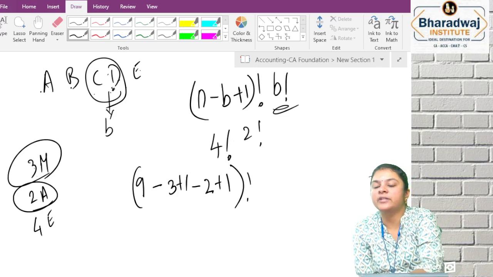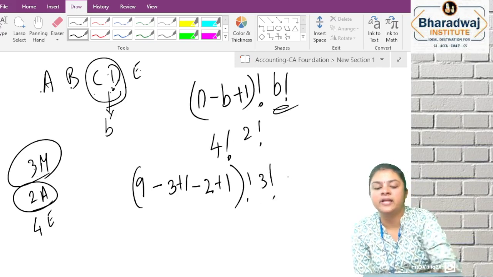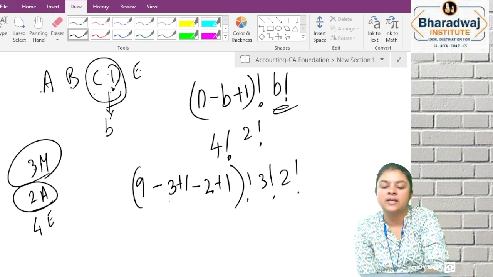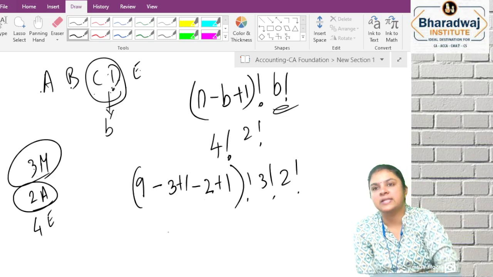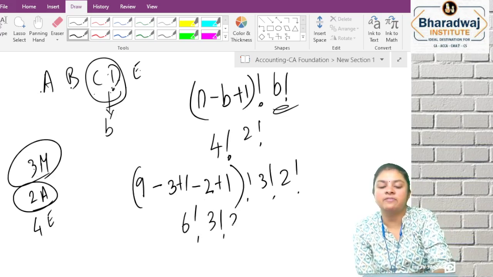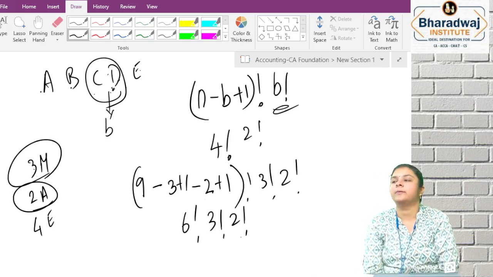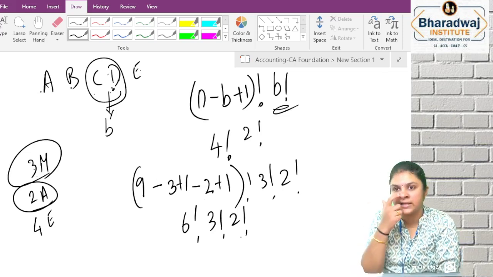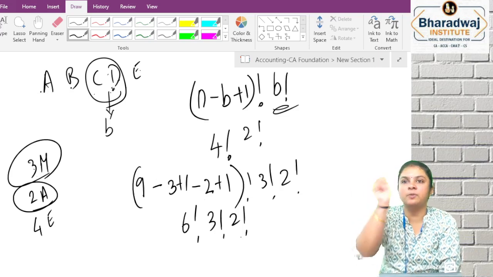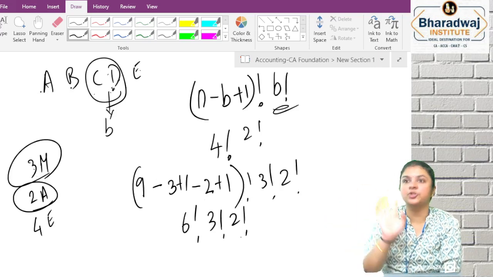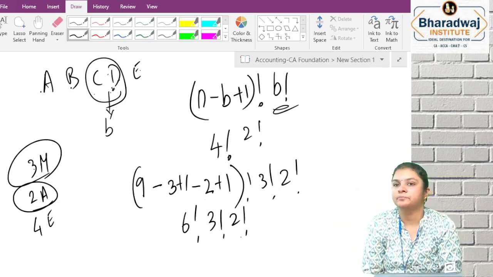Now come to block factorial. First block 3 factorial, second block 2 factorial. So what is the answer? 9 minus 3, 6, 7. 7 minus 2, 5. 5 plus 1, 6. 4 plus 2, 6. So 6 factorial into 3 factorial into 2 factorial. So however many blocks there are, that many times you have to do minus block value plus 1. So that number of times plus 1 should come. That is what you have to remember.